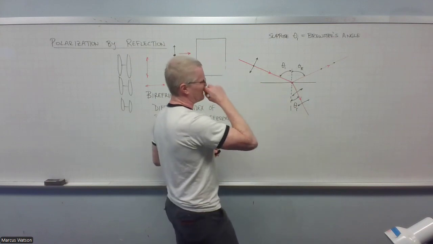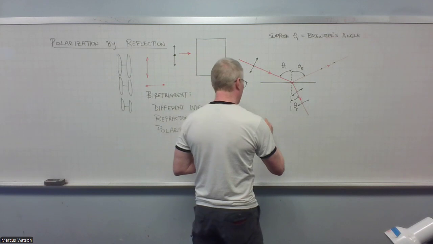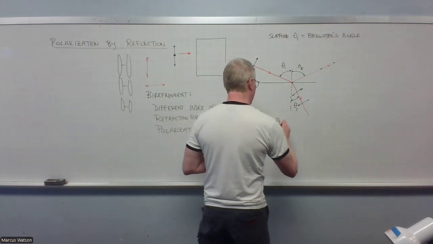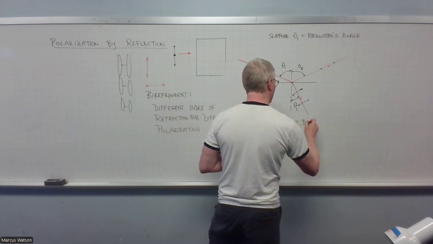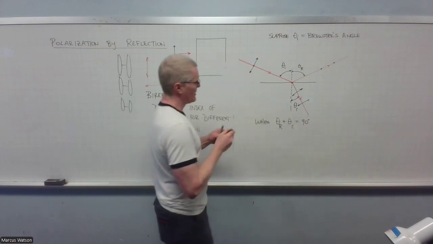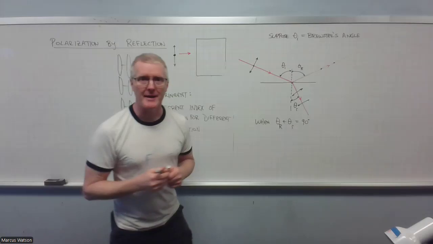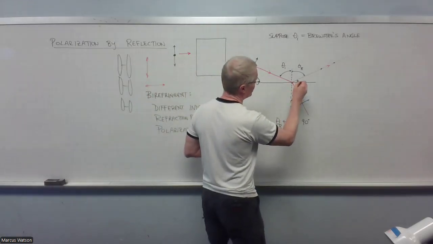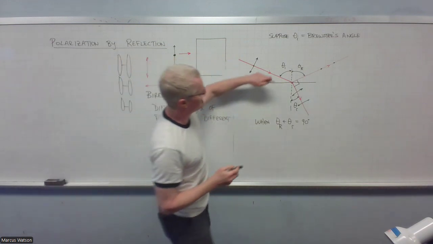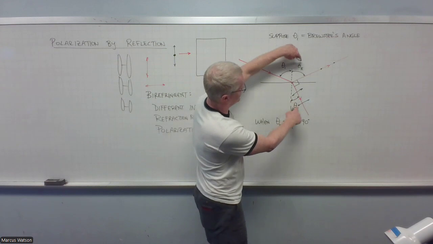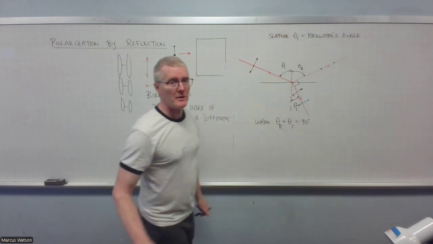When does this happen? This happens when theta capital R plus theta little r is equal to 90 degrees. And if you're hawk-eyed about that, what that means is there's a 90-degree angle right here between the reflected and refracted rays, which means that if there's a 90-degree angle here, then these two have to add to 90 degrees. Okay.